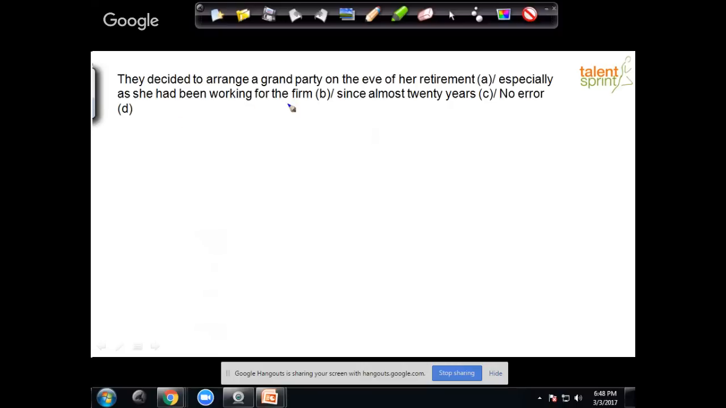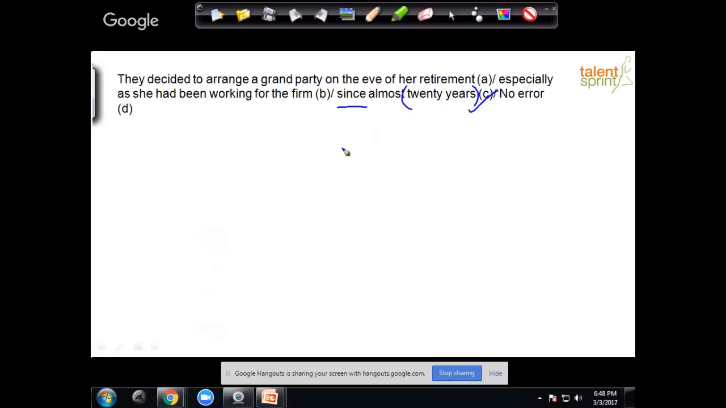They decided to arrange a grand party on the eve of her retirement, part A, especially as she had been working for the firm, part B, since almost 20 years, part C. Perfect. Pramod and Shubham, right? So part C. People tend to overlook this, but it's a simple error, right? We're talking about a period of time.